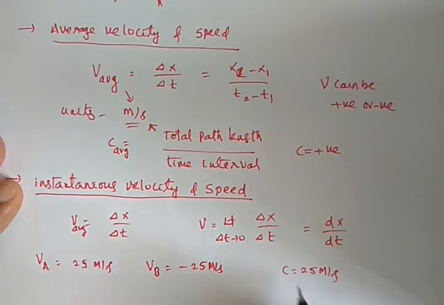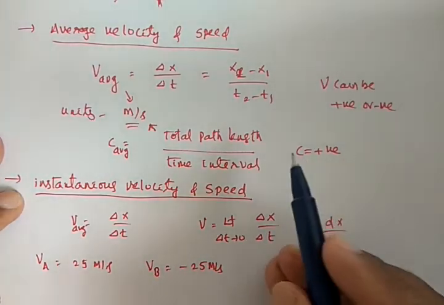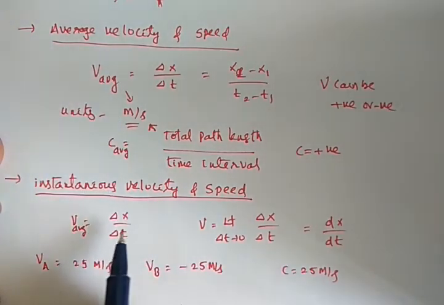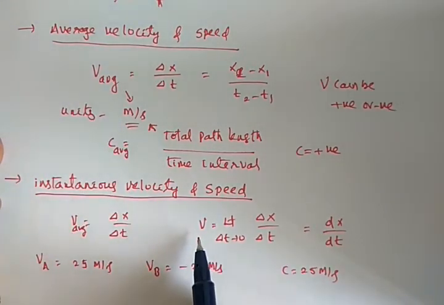In both cases, speed is the same, because the magnitude of velocity here is 25 and the magnitude of velocity here is also 25, so speed is 25. So instantaneous speed is defined as the magnitude of instantaneous velocity. Similarly, as I said, v can be negative or positive.